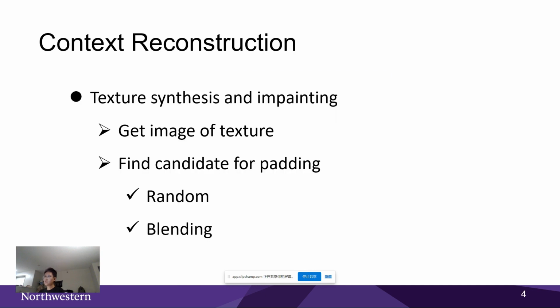And for the context reconstruction part, we will use a method called texture synthesis and inpainting. This is also part of the lecture of Electrical Engineering 332. To do that, we first need an image of the texture. In my case, I just cropped an image of the book page from the very first frame of the video. Then we need to find candidates to pad into the erased area. There are actually many ways to do that. I basically tried two ways, which are the random selection and the blending method.